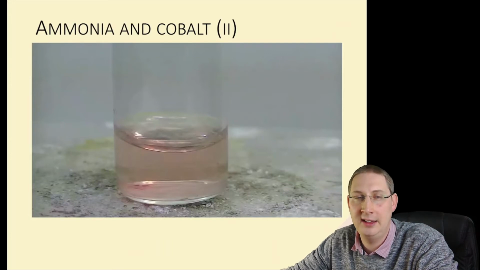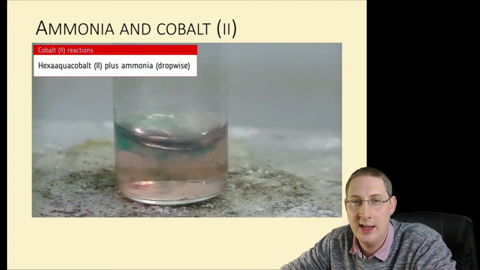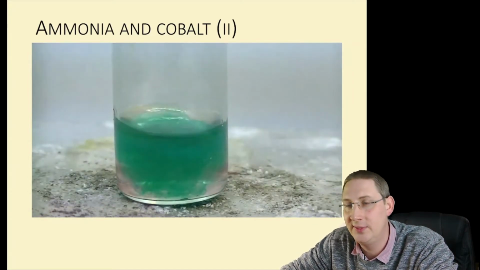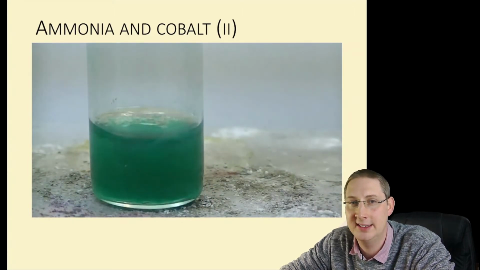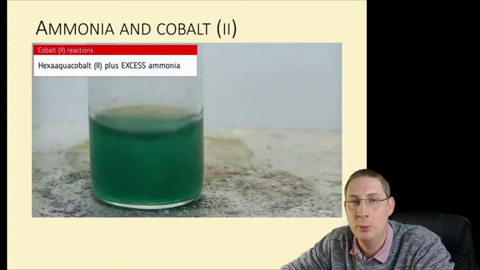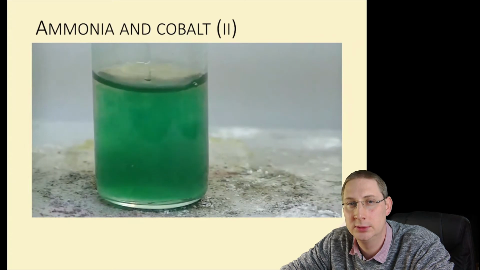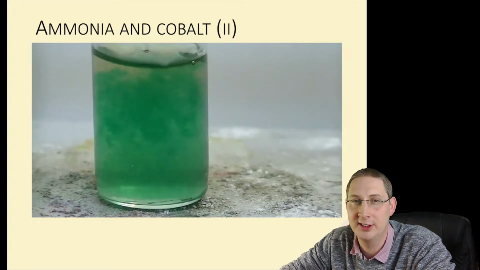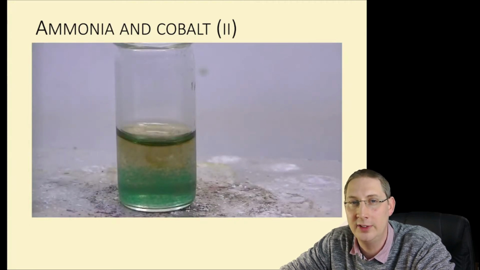What happens if you take that pink solution and you react it with ammonia? So if we add the ammonia dropwise, we get a precipitate. Now it looks green in this video, and it is slightly greener, but it is actually the same precipitate. So we're still forming that same blue precipitate. For adding excess ammonia though, and here they've decided that the jar isn't quite big enough to add excess ammonia, but we can start to see that some of that precipitate is dissolving.